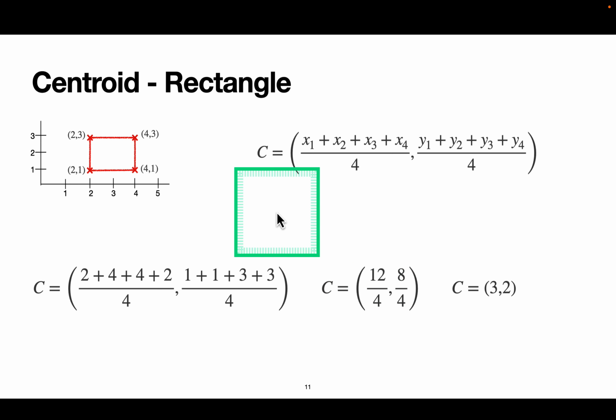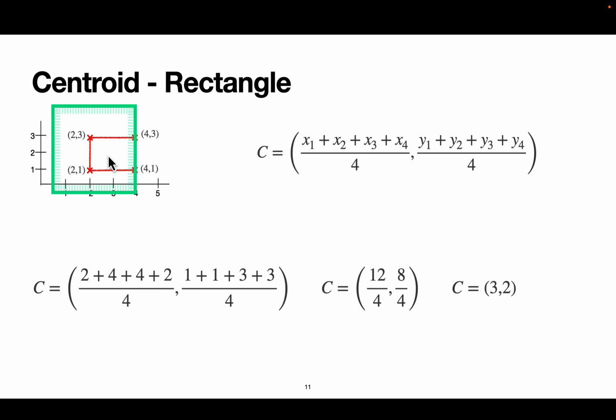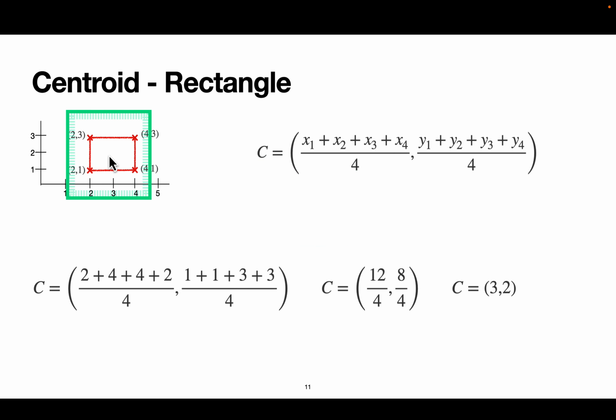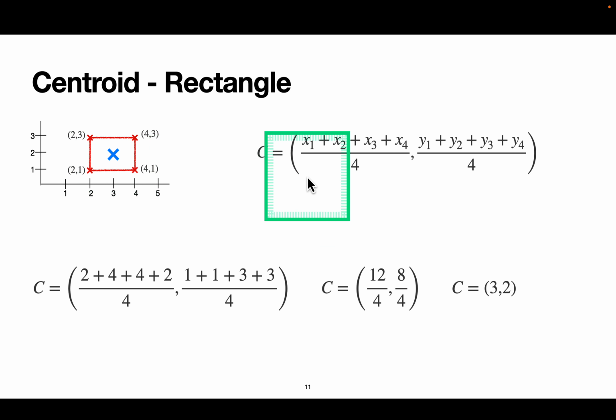So even without plotting the dot, if you just visually look at this particular rectangle, you know the centroid will be exactly somewhere over here, halfway from length, halfway from breadth. So even if mathematically it is 3.2, so 3 and 2, it comes over here.